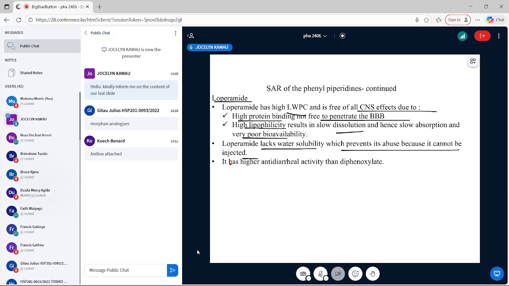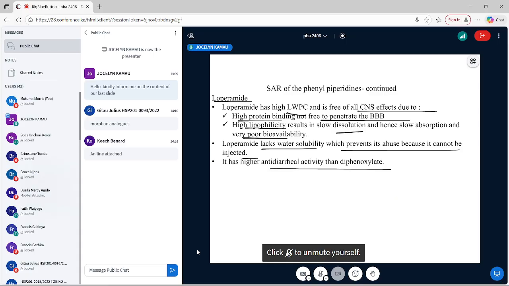Because we abuse these compounds because of the euphoria. But even if they are absorbed, they will be absorbed in negligible quantities, and even when they are absorbed, they are not passing through the BBB. Remember, the euphoria is when these compounds pass through the BBB, get into the brain, bind the opioid receptor, and bring about those effects. Since that is not happening, they are not subject to abuse. It has higher anti-diarrhea activity than diphenoxylate.